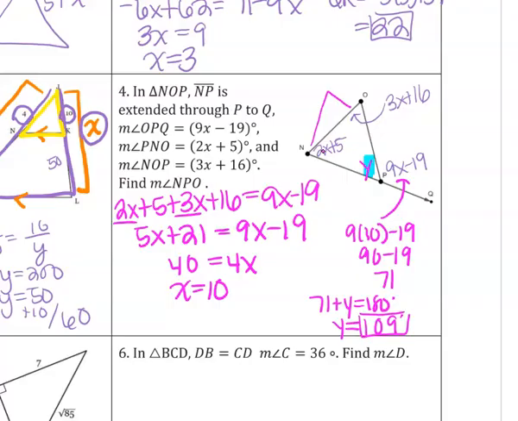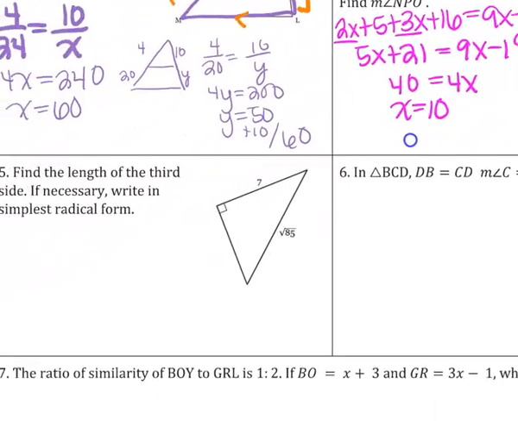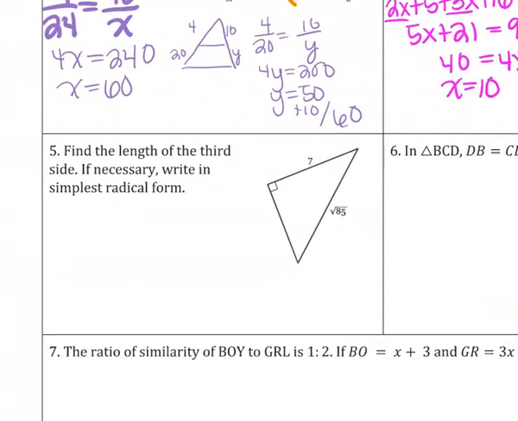All right, just a couple more questions. Find the length of the third side. If necessary, write it in simplest radical form. All right, so first thing I'm noticing, it's a right triangle. I know 2 sides. I'm finding the third. So this is my Pythagorean theorem. Keep in mind your hypotenuse is radical 85. So we would do a squared plus b squared equals c squared.